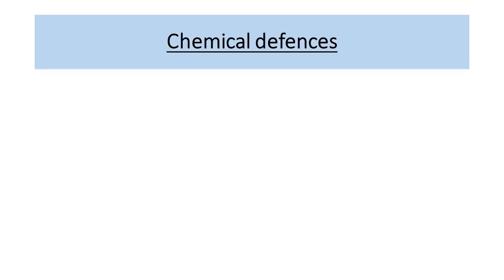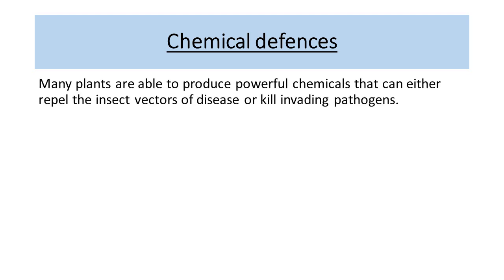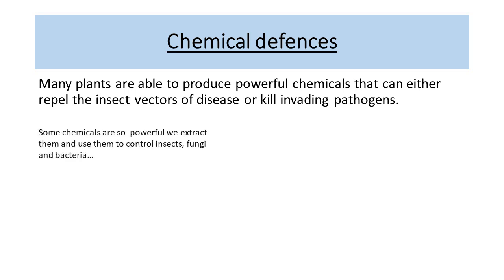Plants produce quite a lot of chemicals, some of which are used in their defence. They can repel insects, or they can actually try and destroy things as they get into them. And we've learnt about quite a few of these chemicals and extracted them from the plants themselves, and actually used them quite often in our pesticides and fungicides and so on.